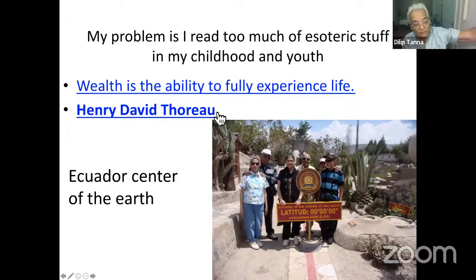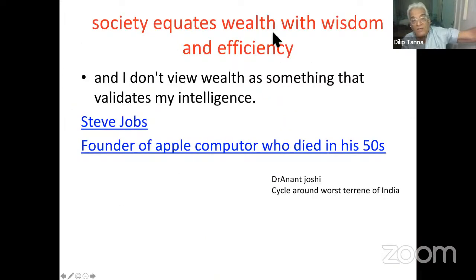And this is what Thoreau said. This is six of us, Babulkar, Kulkarnis, then our three wives. Equator, center of the earth. This is latitude 00, where you are at the center of the earth, which is totally different. We enjoy doing this. Society equates wealth with wisdom and efficiency. And I do not view wealth as something that validates my intelligence.